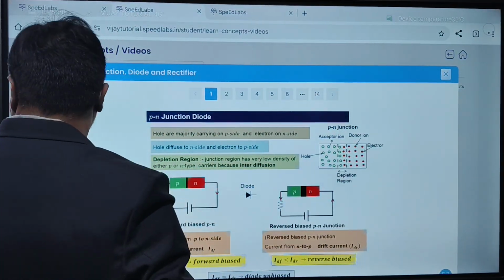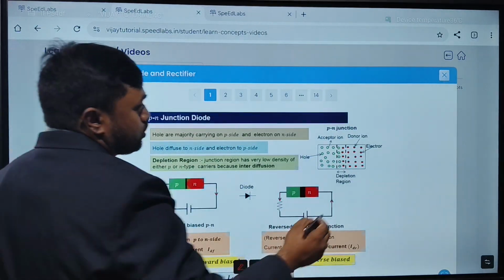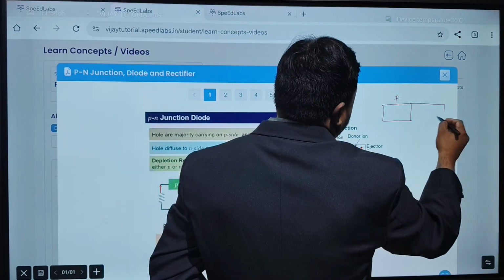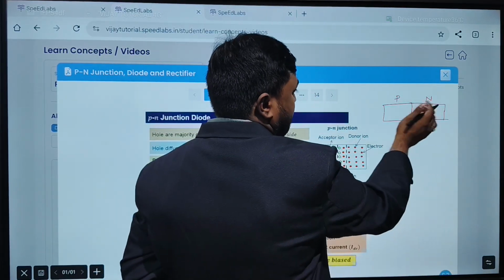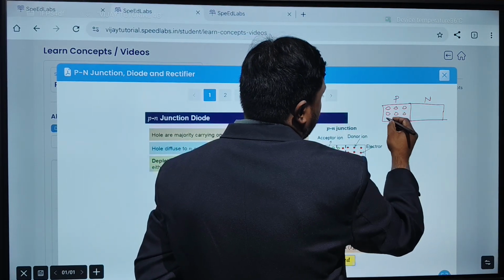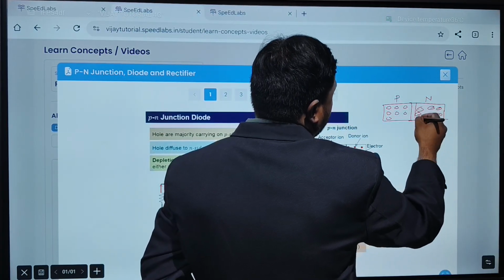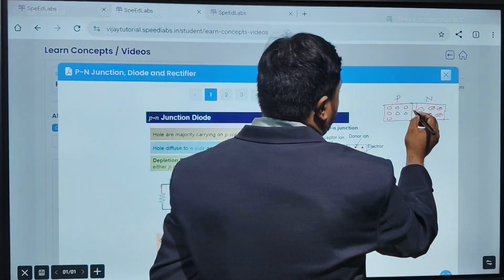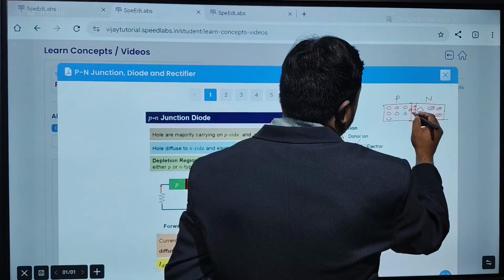What happens whenever a p type semiconductor is fused with an n type semiconductor? Let's take a p type semiconductor and an n type semiconductor fused. So what happens near the junction? Near the junction, on this side holes are the majority charge carriers. Yes or no? Here electrons are the majority charge carriers. Near the junction, the holes and electrons, which are oppositely charged, will fuse together. So holes will move here, electrons will come here.